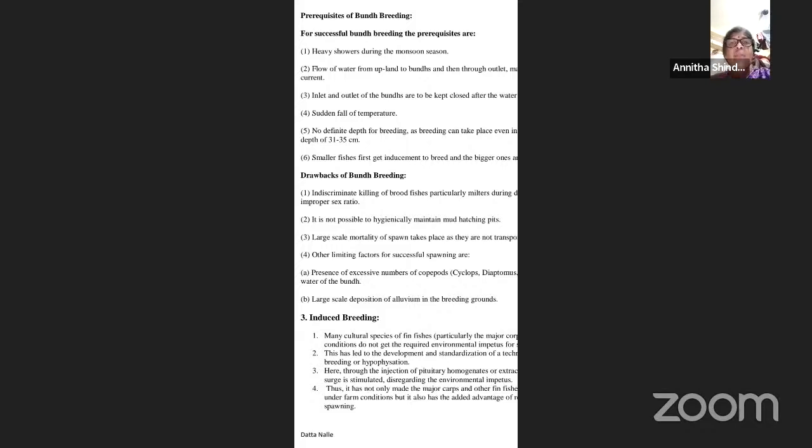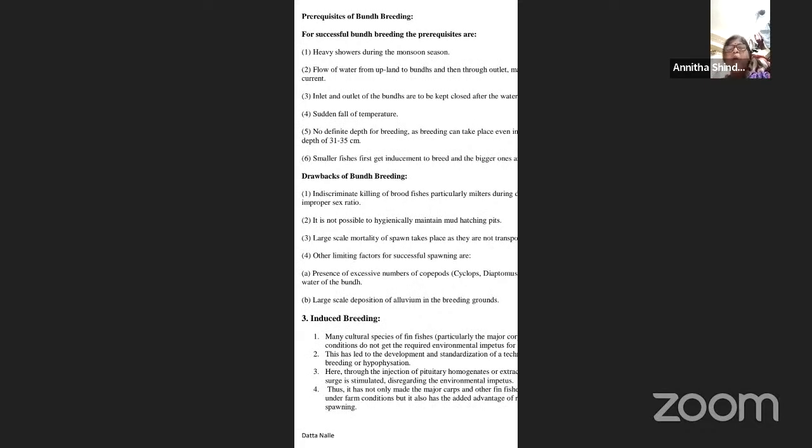Okay. Then it is not possible to hygienically maintain mud hatching pits. So you cannot maintain the mud hatching pit. Then large scale mortality of the spawn takes place as they are not transported before the third day. So however much spawn you get, you may get it in lump sum, but when you are not transporting it, then definitely the mortality of the spawn will take place, because before the third day only you need to transport them.